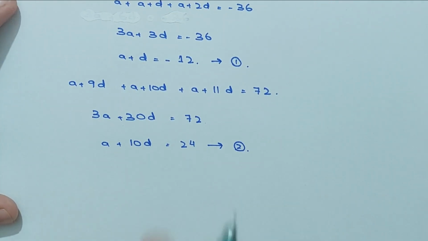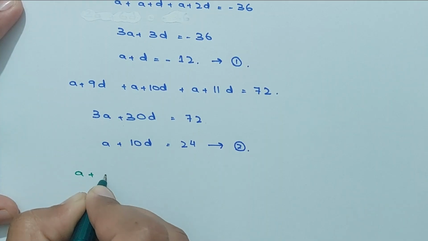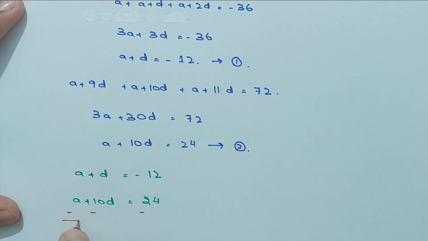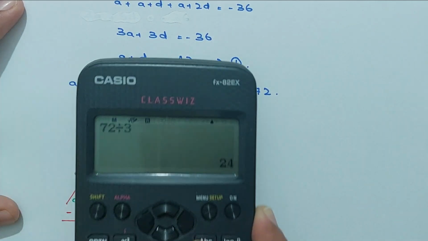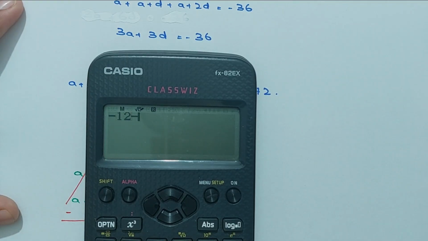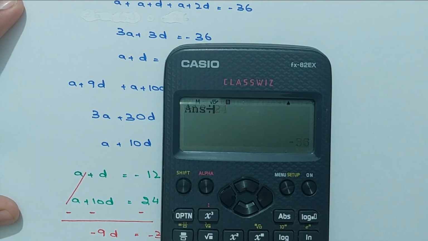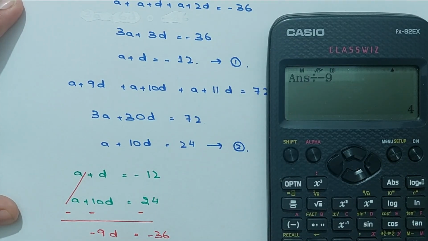Okay, so let me subtract equation 1 from equation 2. A plus d is negative 12 and a plus 10d is equal to 24. Subtracting the 2 equations means changing the signs. The a's cancel out. We have negative 9d equal to minus 12 minus 24, which is negative 36. Negative 36 divided by negative 9 is 4. So the common difference is 4.